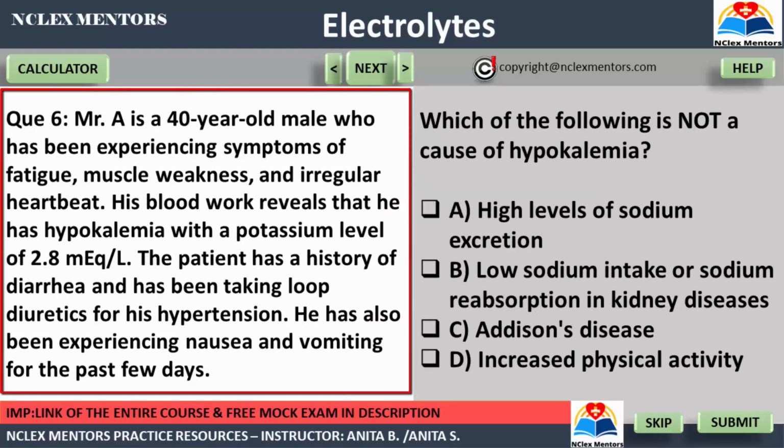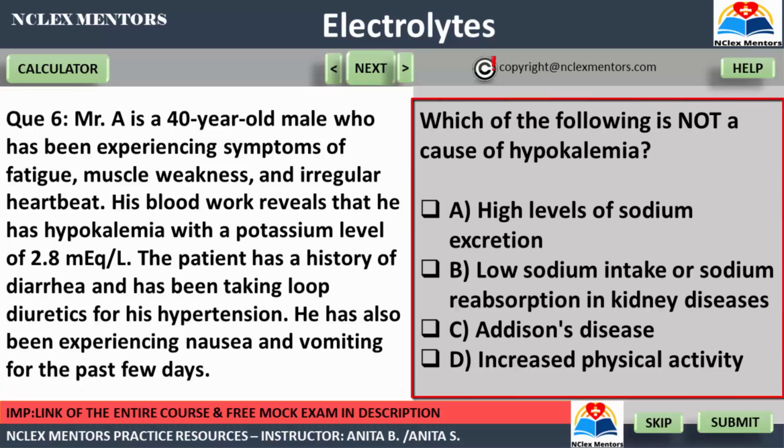Mr. A is a 40-year-old male who has been experiencing symptoms of fatigue, muscle weakness, and irregular heartbeat. His blood work reveals that he has hypokalemia with a potassium level of 2.8 milliequivalent per liter. The patient has a history of diarrhea and has been taking loop diuretics for his hypertension. He has also been experiencing nausea and vomiting for the past few days. Which of the following is not a cause of hypokalemia?